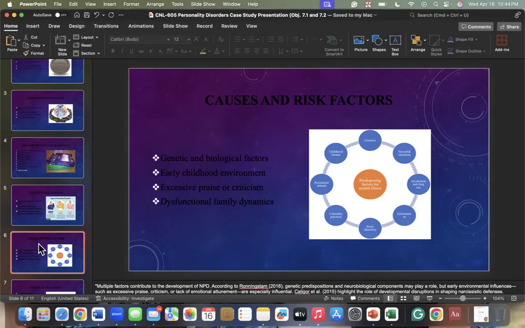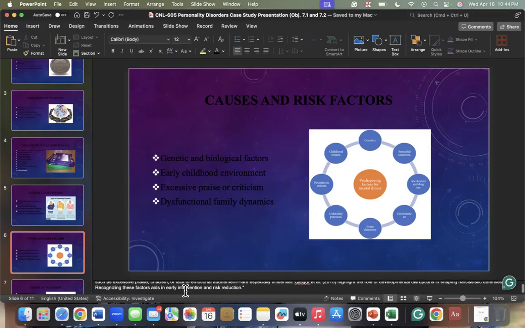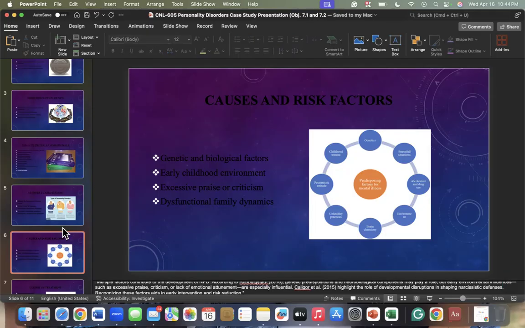Genetic predispositions and neurobiological components may play a role also, but early environmental influences such as excessive praise, criticism, and lack of emotional attunement are especially influential. So the highlight is the role of developmental disruptions in shaping a narcissistic defense. To recognize these factors aids in early intervention and risk reduction for narcissism.